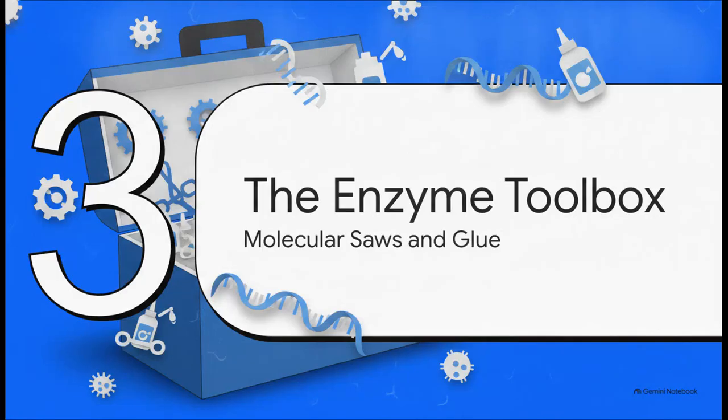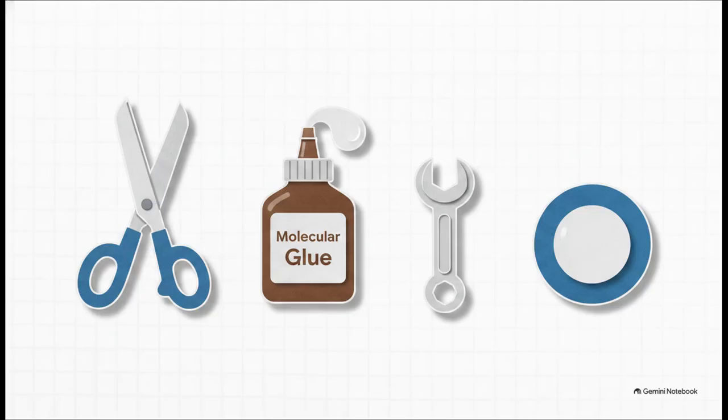Moving on to part 3, the enzyme toolbox, our molecular saws and glue. To actually execute this microscopic blueprint, we need our carpentry tools. We've got 4 essential ones here. Restriction enzymes are our molecular saws. DNA ligases, that's our glue. Polynucleotide kinase, or PNK, is what we use to modify the ends of our DNA strands. And alkaline phosphatase acts kind of like safety caps for our biological delivery vehicles.